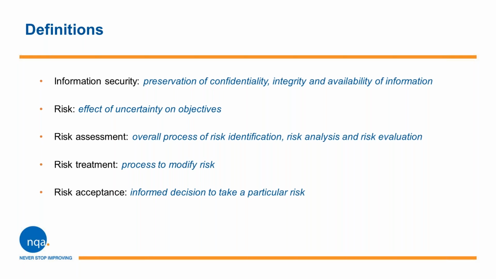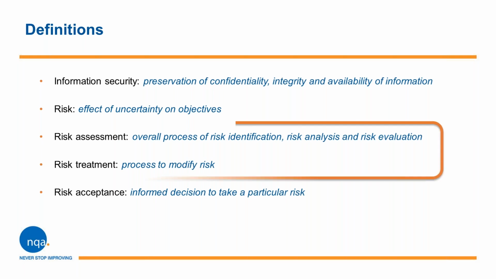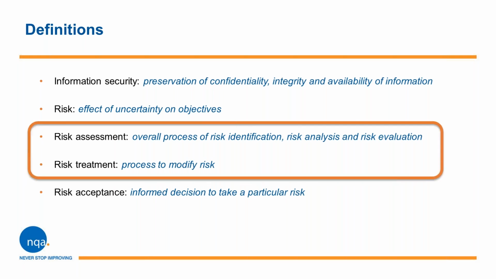Then we move on to risk assessment, and 27000 describes risk assessment as the overall process of risk identification, risk analysis, and also risk evaluation. That moves us on to risk treatment, which is described as a process to modify risk, and lastly risk acceptance, which is an informed decision to take a particular risk. Now, key things here that we're going to take more of a look at in this webinar are risk assessment and risk treatment. And the assessment and management of information security risk is at the core of 27001.